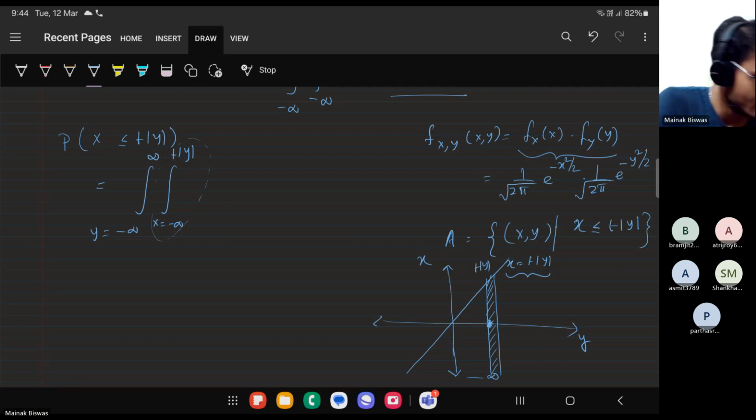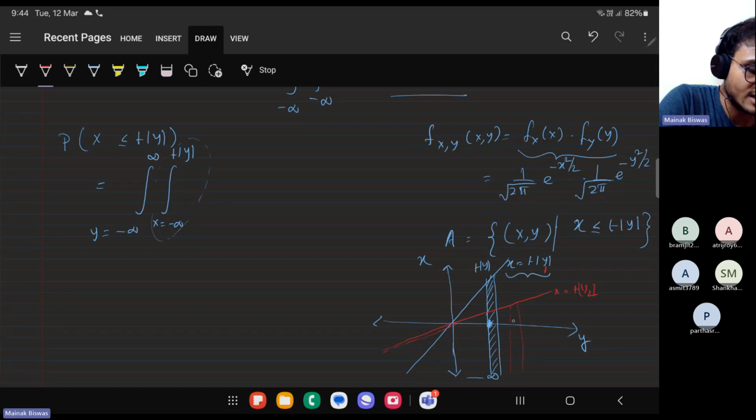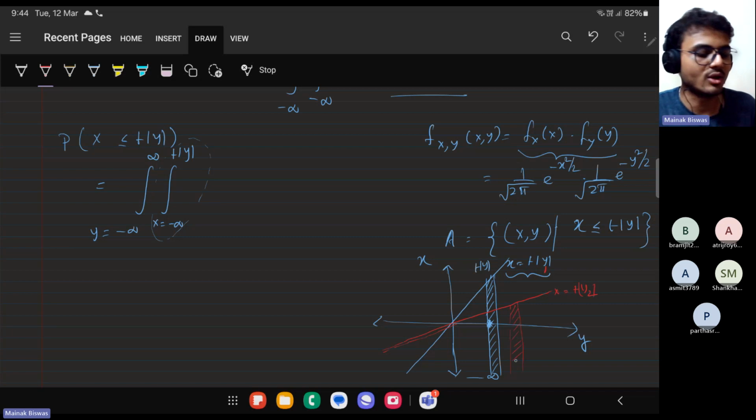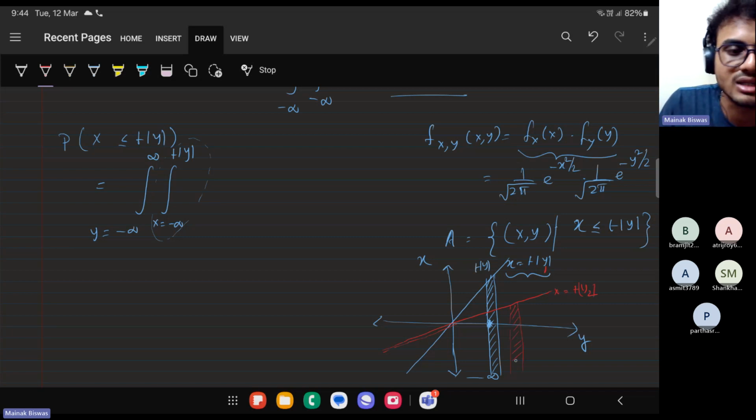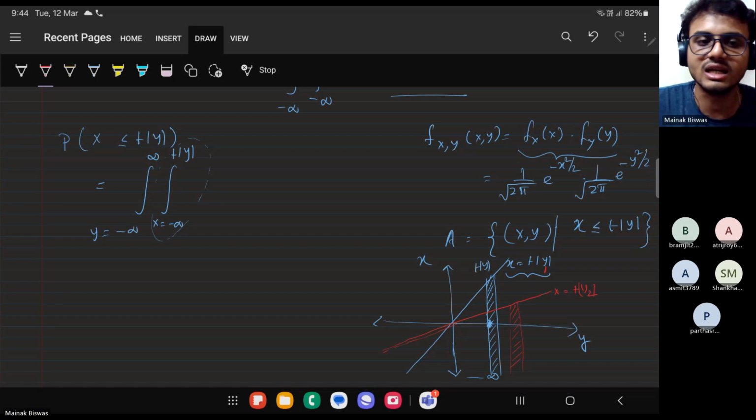Understood? This is a particular y, y1. Now y2 will give you another line like this. Yes or no? X is equal to t y2. Similarly, for a particular value of y2, you will get this area. And similarly, you will swap over all the values of y from minus infinity to infinity, and x will be from minus infinity to ty. Crystal clear?